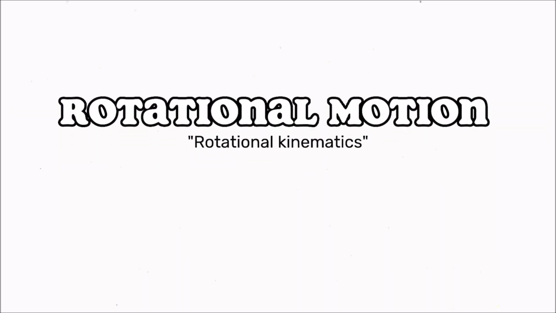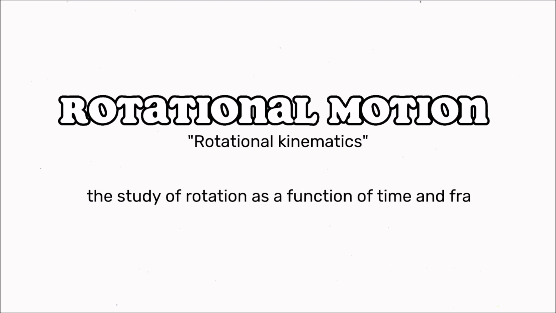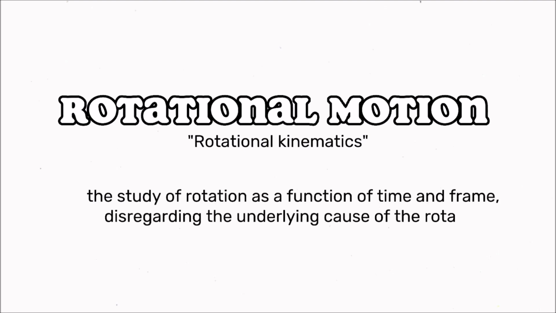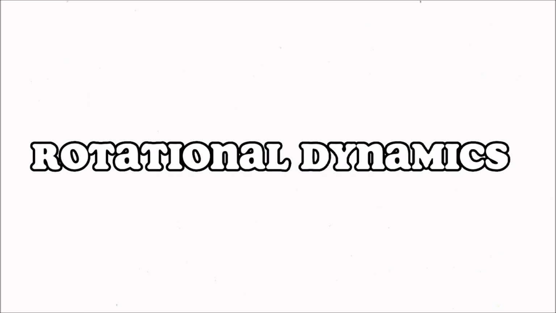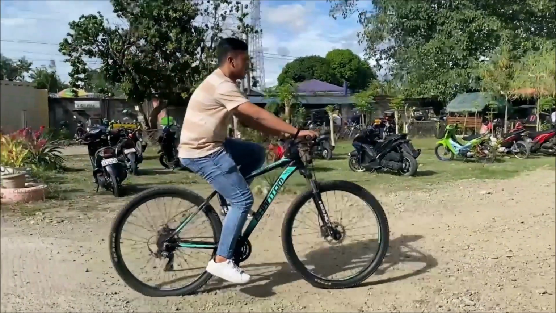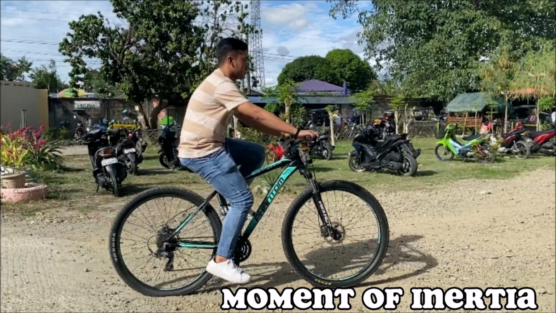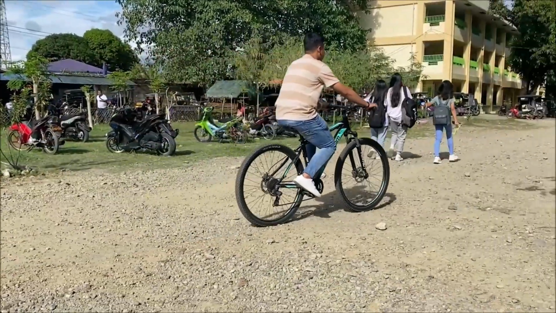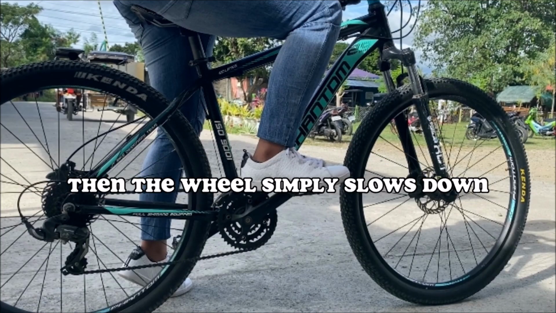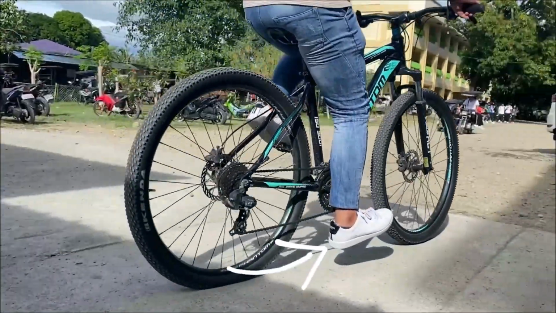Rotational motion, also known as rotational kinematics, is the study of rotation as a function of time and frame, disregarding the underlying cause of the rotation. In rotational dynamics, the causes of rotational motion are explored. It introduces the ideas of torque, also known as twisting force, and moment of inertia, also known as mass distribution, and how these affect angular acceleration and so on. If the wheel is not spinning, then the wheel simply slows down. But due to torque, the direction of spinning pushes the wheel to move in the direction of its torque.